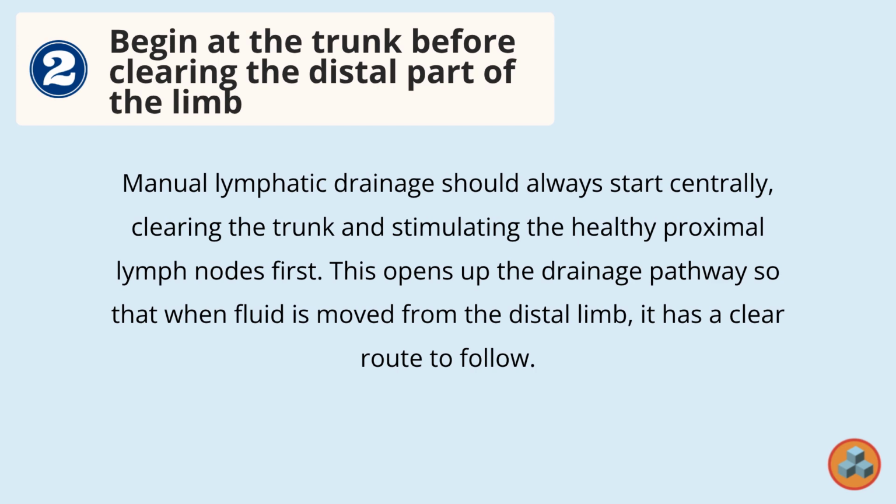Option 2. Begin at the trunk before clearing the distal part of the limb. Manual lymphatic drainage should always start centrally, clearing the trunk and stimulating the healthy proximal lymph nodes first. This opens up the drainage pathway so that when fluid is moved from the distal limb, it has a clear route to follow. The central to distal sequencing principle is the defining feature of proper manual lymphatic drainage technique.